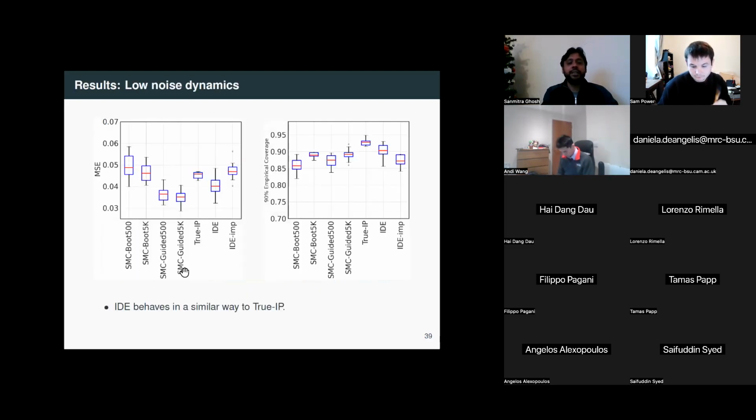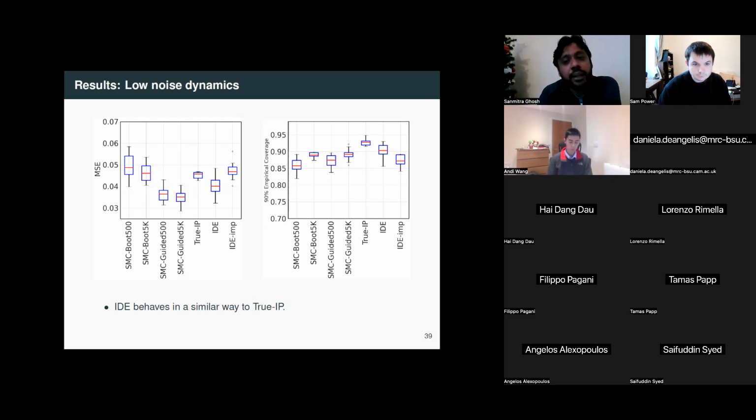So first, the low noise dynamic. Interestingly, if you have the true optimal density, then obviously it's better than doing bootstrap, even with 5,000 particles. This is exactly what we expect: the guided SMC should beat everything else. Interestingly, the ID is not falling back to the bootstrap level, but is closer to the true optimal level, whereas the ID importance sampling is closer to the bootstrap particle filter. Without the importance sampling, this should ideally be exactly like that, and this should exactly be like that. So we see they are mimicking the behavior, which is reassuring.